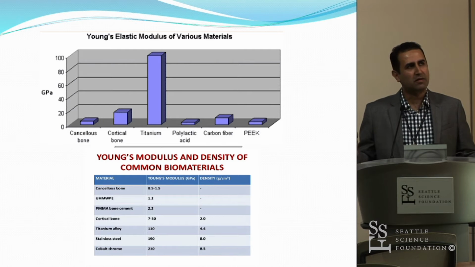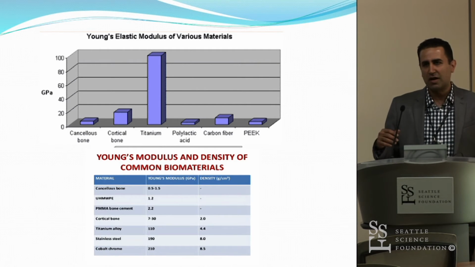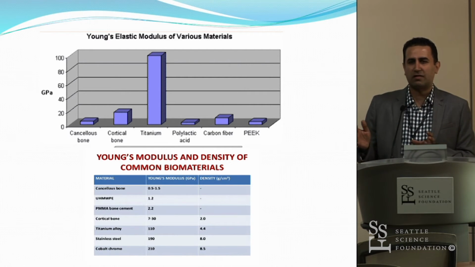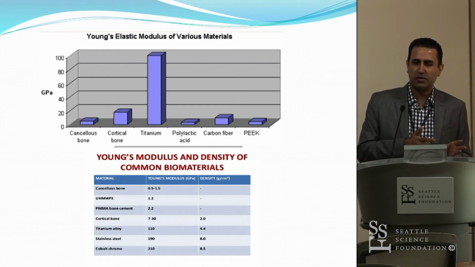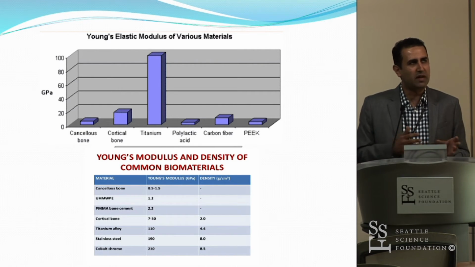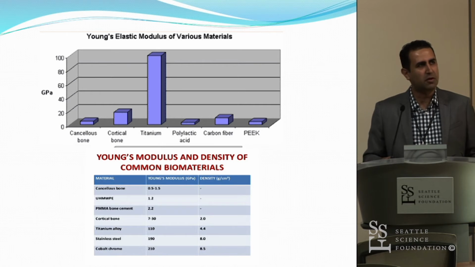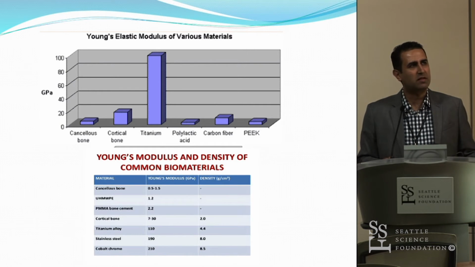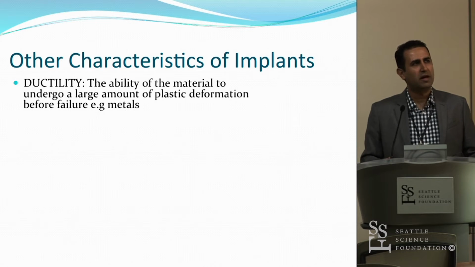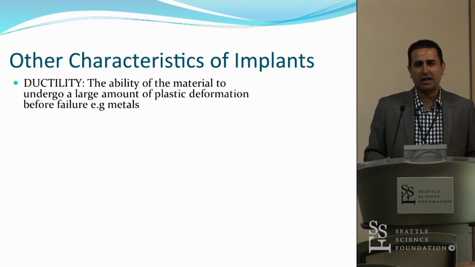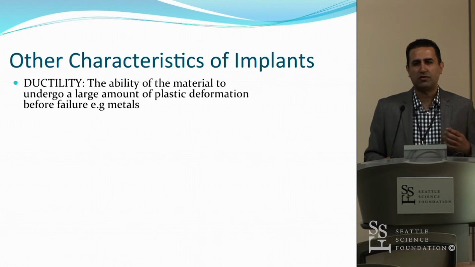But look at the other things. PEEK is in that range. Stainless steel, cobalt chrome, way off the chart. So if we want to select an implant that most resembles bone, which is what we want in terms of avoiding failure, this is an important idea to keep in our minds. And that's a table of average figures as well as density. So what are some other characteristics of implants? They're ductile. So how able is the implant to withstand deformation before it completely fails?